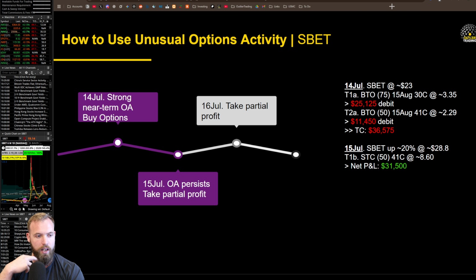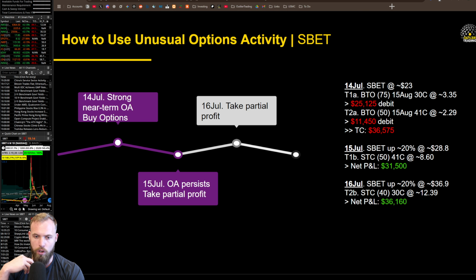So then on 16 July, I take a little bit more down. So this was up around another 20% at 36. I took down 40 of the 75 of these, and I took them down for 1239. That realizes a P&L of 36,160. So again, you notice how the total P&L here is really solid, because I'm only taking down 40 when there's 75. But as a percent basis, it's still less than what I made on the further out of the monies that had that pretty good move.